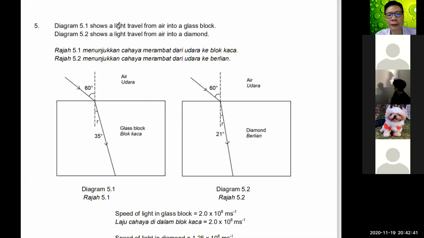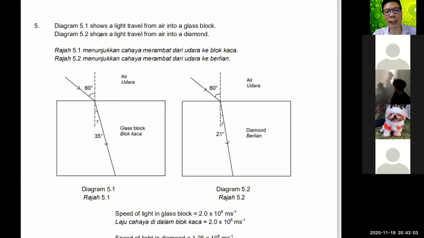Diagram 5.1 shows light travelling from A into the glass. You see now, from A going to glass. So this one is refracted or bent, slightly bent up. This is refraction, because from less dense going into denser, it bends.